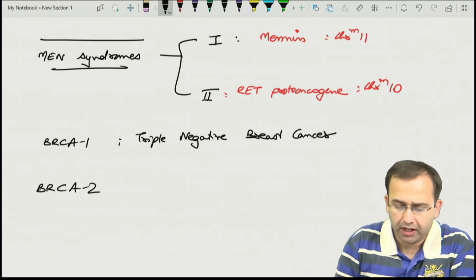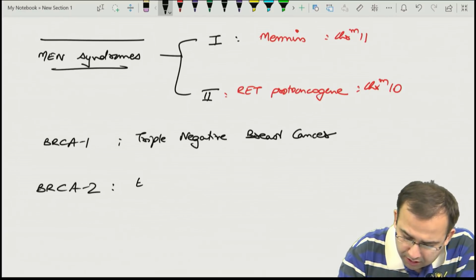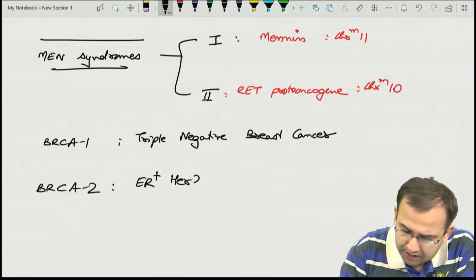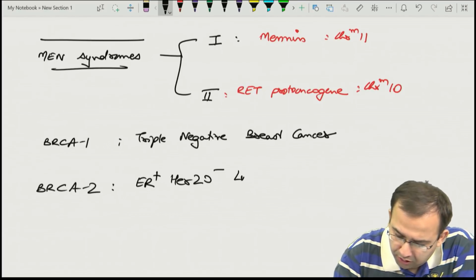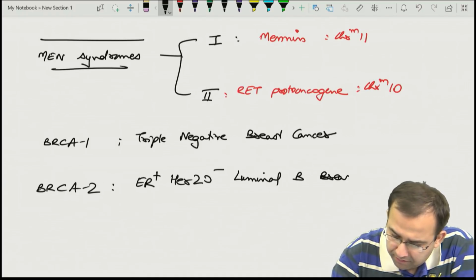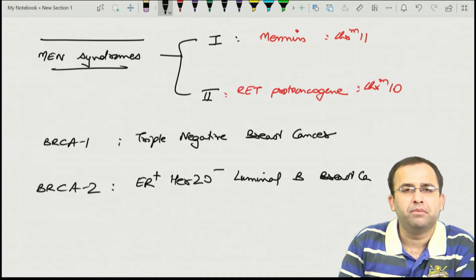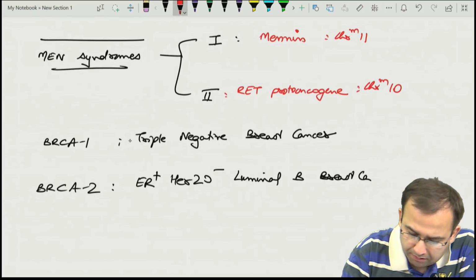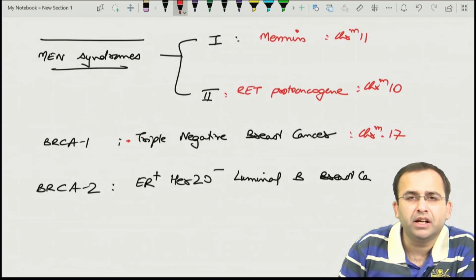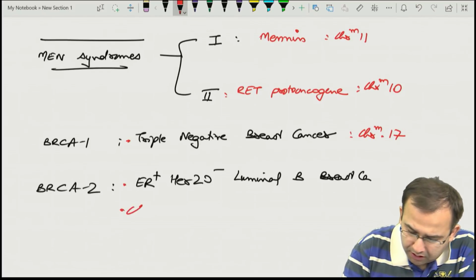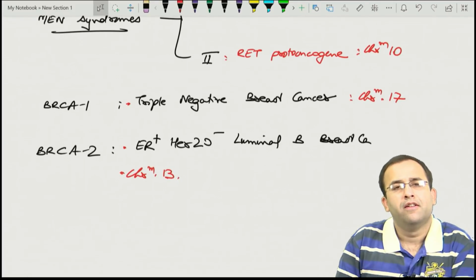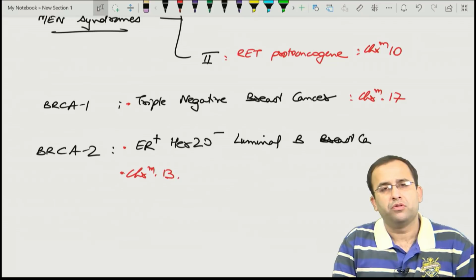Triple negative, all three are negative, versus BRCA2, which is ER positive, estrogen receptor positive, HER2 negative, luminal B breast cancer. Next point, BRCA1 is present on chromosome 17, versus BRCA2, which is present on chromosome 13.